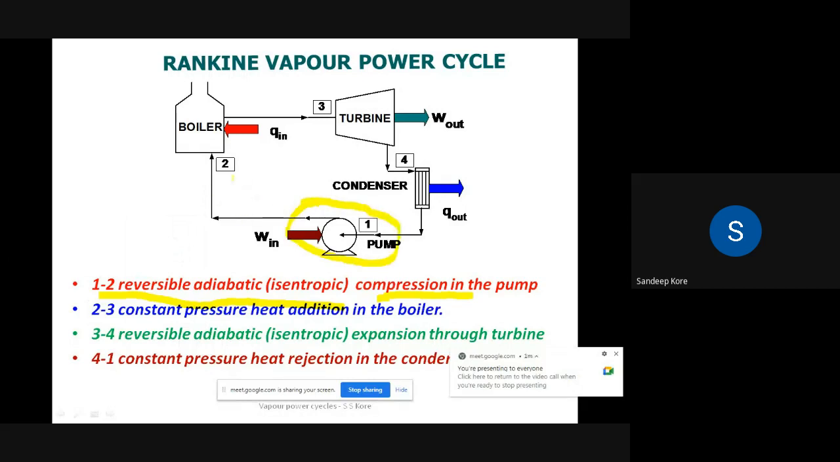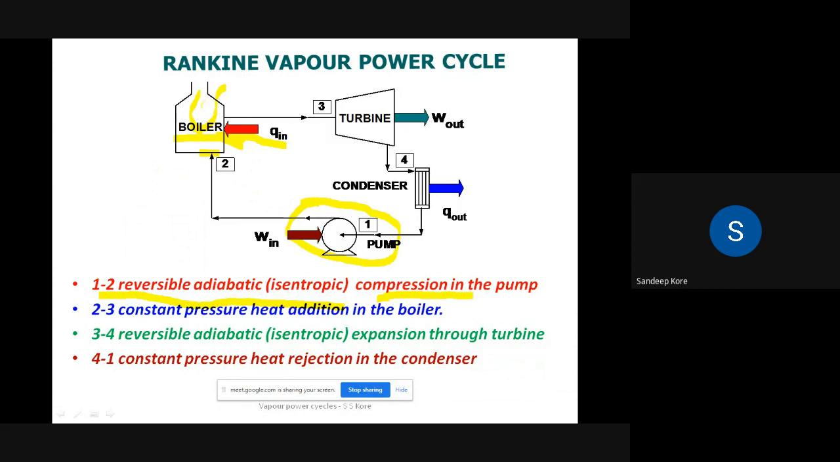Now the second component is the boiler. In the boiler we are supplying the fuel and burning the fuel. Whatever heat is developed by burning of fuel, we are supplying it to the water coming from the pump, so that water is going to convert into steam. So the function of the boiler is to convert the water into steam. So heat is supplied in the boiler.